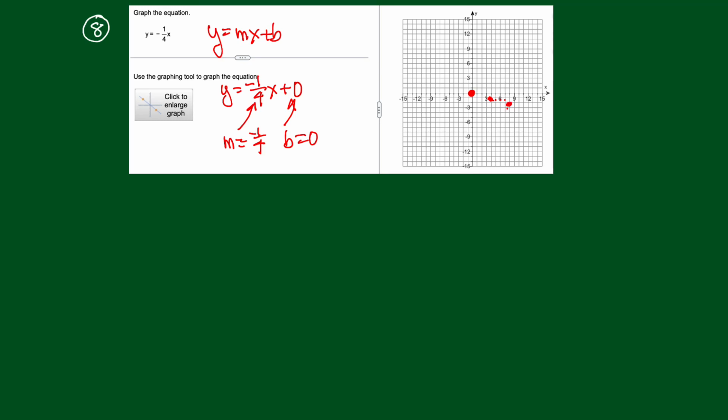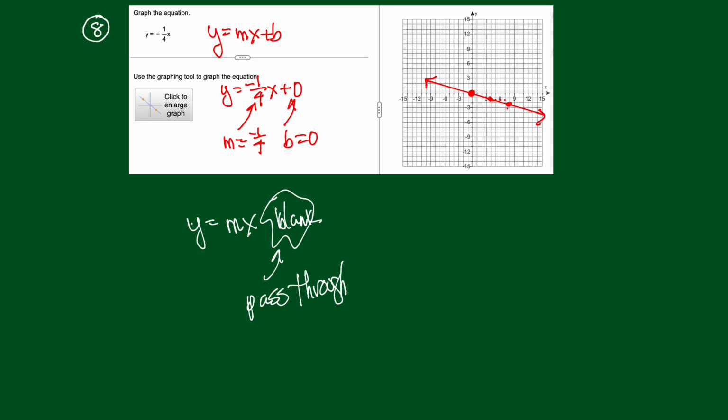All right, now those 3 points look like they're on a line, so I'm going to pass a line through those as best I can and claim that that is the graph of y equals -1/4 x. So whenever you have anything like this, whenever you have y equals mx and no number out here, this is blank out here, these always pass through the origin.